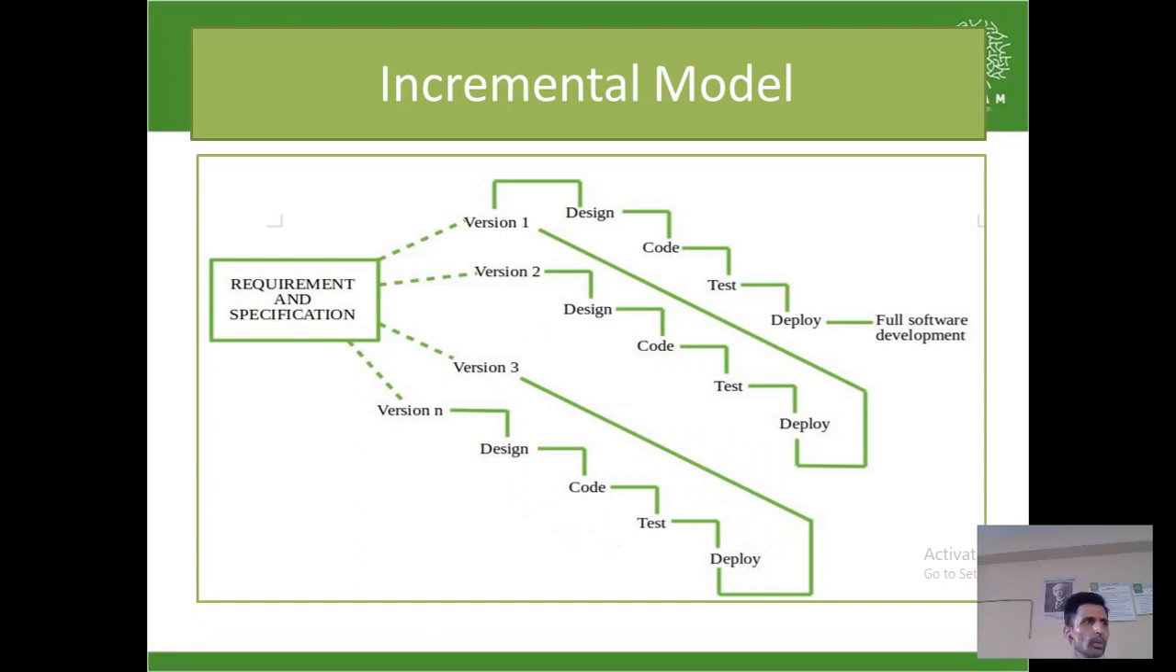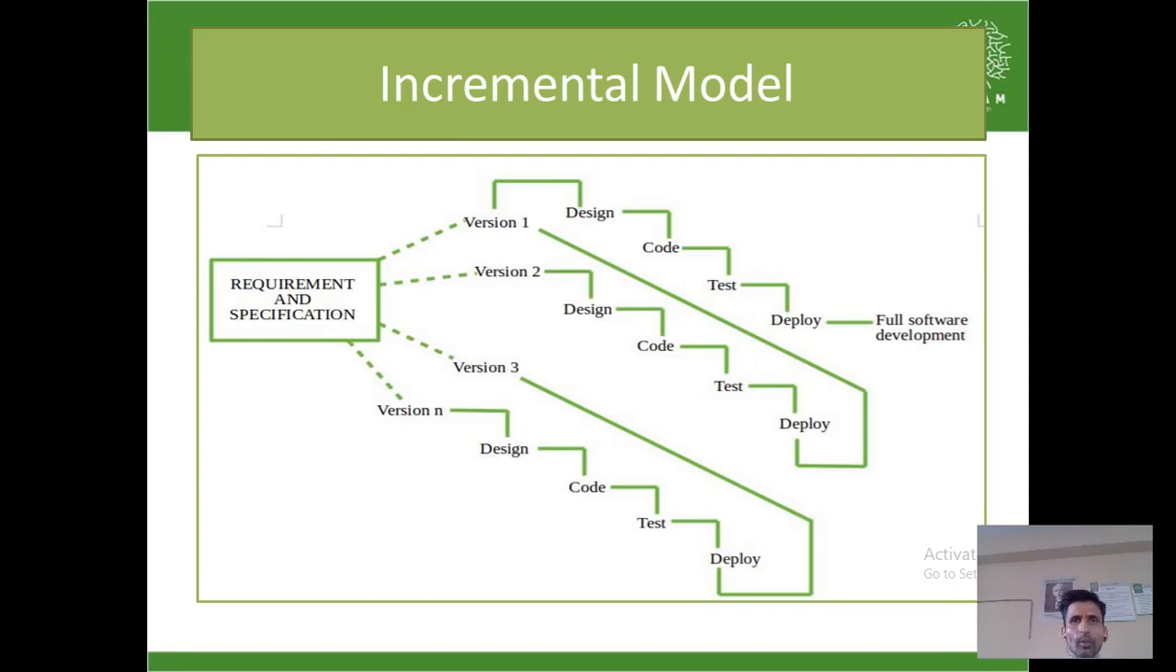Now, the incremental model. All stages are there, but different versions are developed, with only one core part of the requirements, prioritized, developed at a time. Designing, coding, testing, and deployment, all phases are repeated like in the waterfall model, only in different versions. For example, the core part with the highest priority is developed at the start.